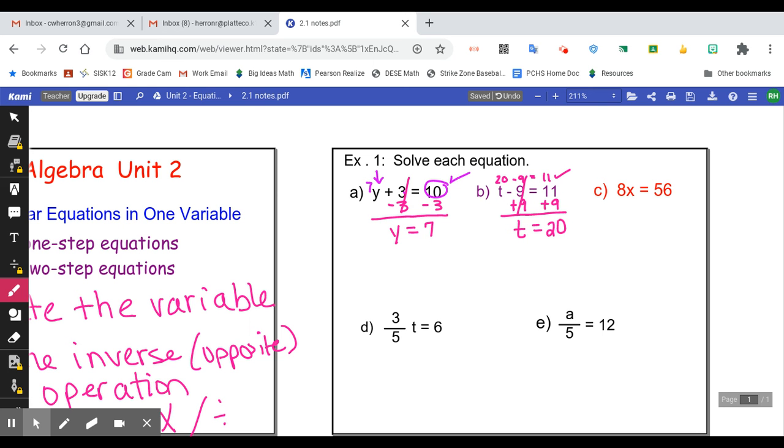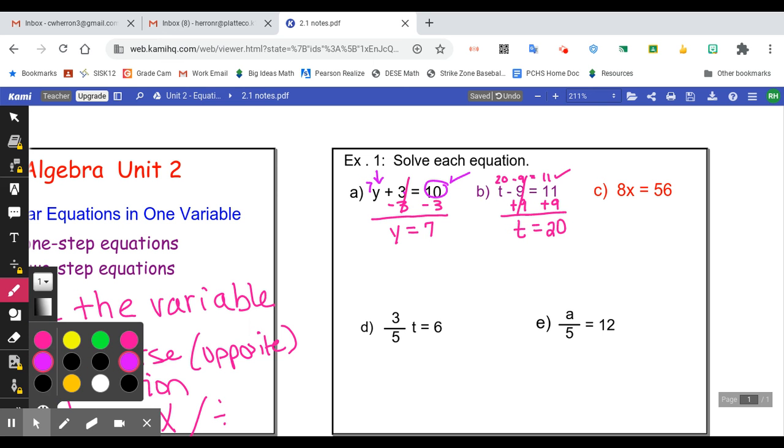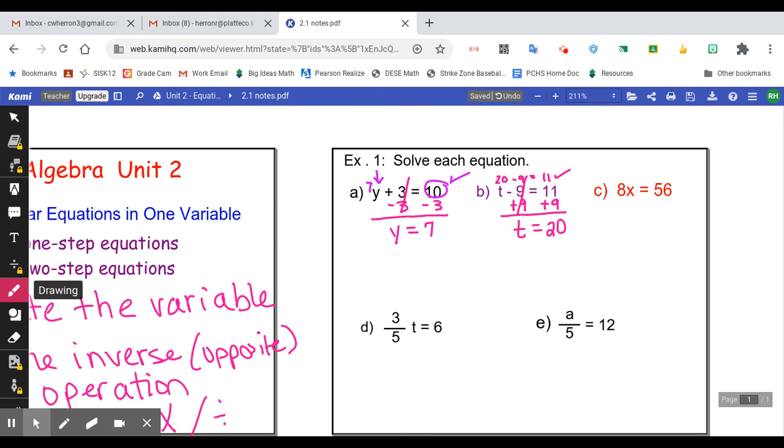The next one is multiply. So if it is multiplying by having these two next to each other, right, the opposite of multiply is divide. So I'm going to divide both sides by 8. The 8s cancel out, and I'm left with x equals 7. Okay, once again, if I plug 7 into here, 8 times 7 equals 56. So that is correct. All right.